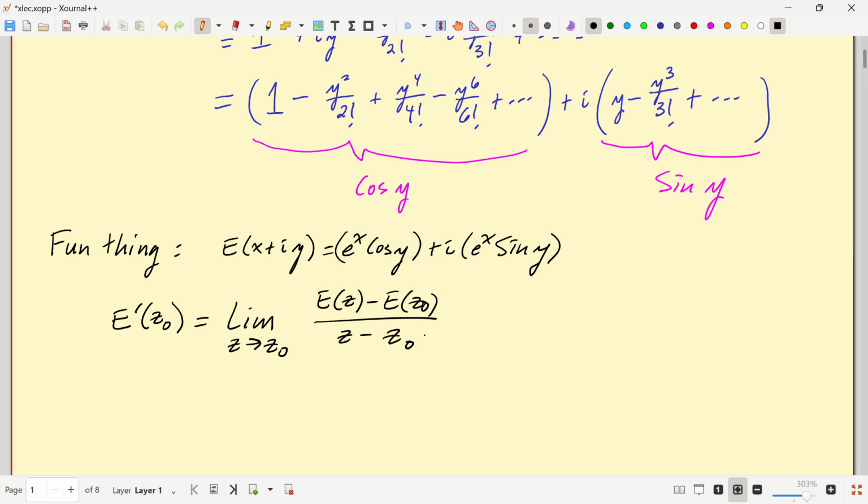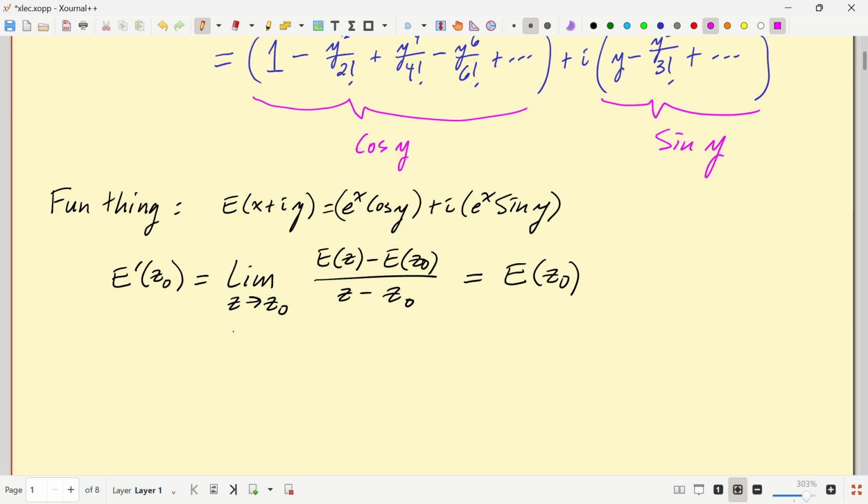It's not hard to see that that limit exists, and when you actually calculate it, you see that the complex exponential is its own complex derivative. So this thing right here is called the complex derivative. And it's like doing freshman calculus all over again. And it's the subject matter of Math 425, which I'm also teaching this year. So this is number one: the complex exponential is its own derivative.